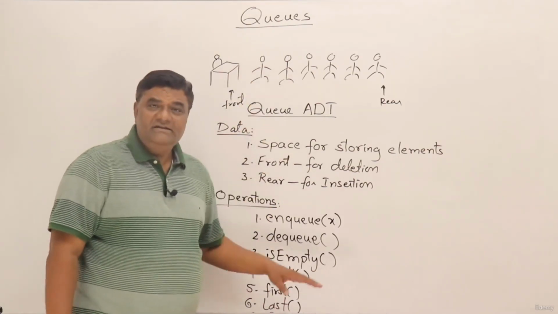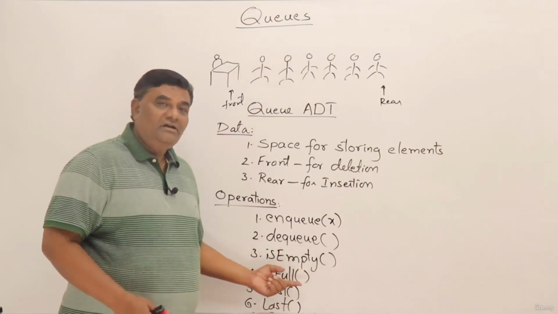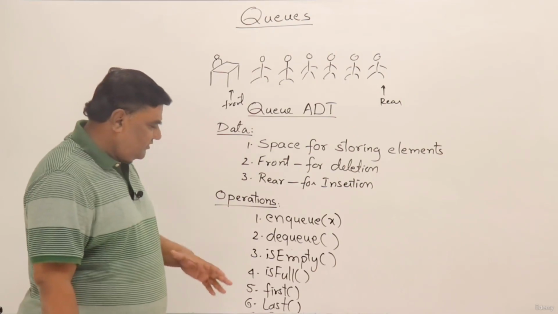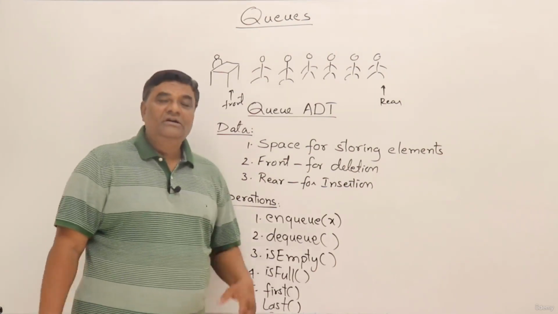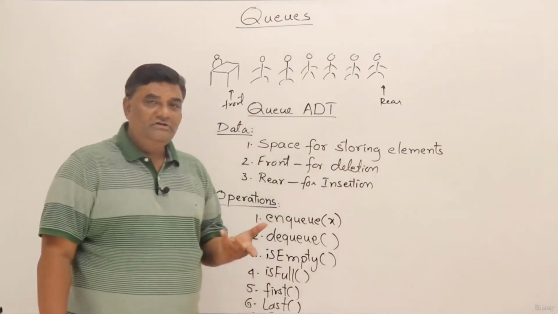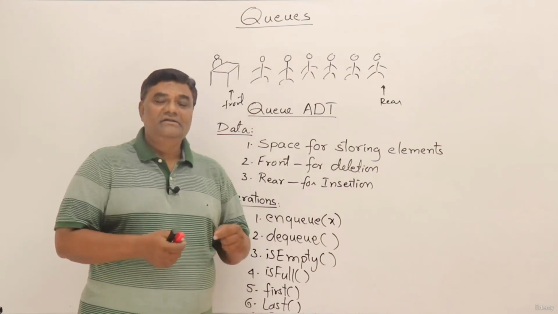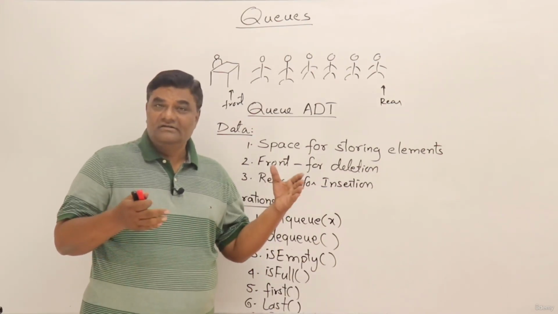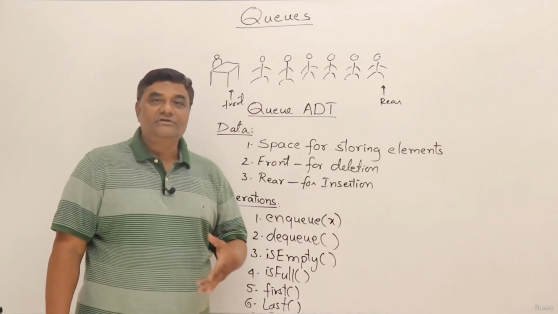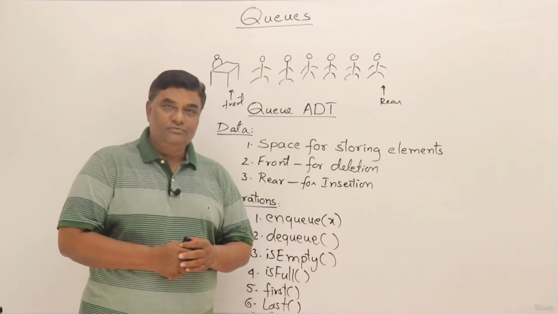Then other simple functions like isEmpty, checking whether the queue is empty or not, and isFull, whether the queue is full or not. Then if you want, you can write other functions also, like knowing what is the first element in the queue, knowing what is the last element in the queue. And you can write more functions like displaying a queue or counting the number of elements in a queue. These types of operations are your choice as per your requirement. So this is the ADT of a queue.